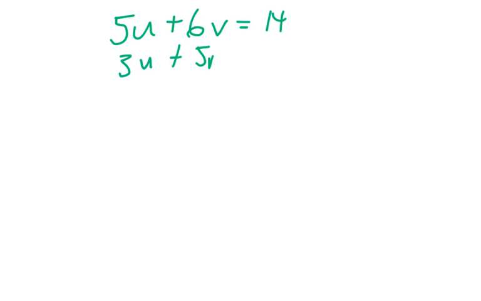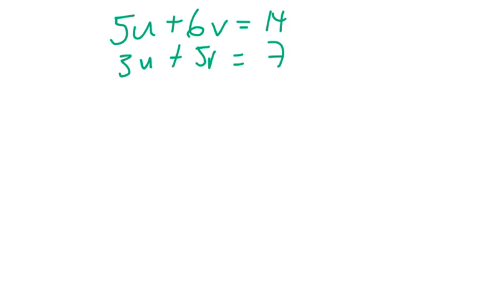So let's take a look at this one. Let's do 5u plus 6v equals 14, and 3u plus 5v equals 7. Okay, so with this one, you don't have this nice deal where you could just multiply one equation and get them to line up. 6 is not a multiple of 5, and 5 is not a multiple of 3.